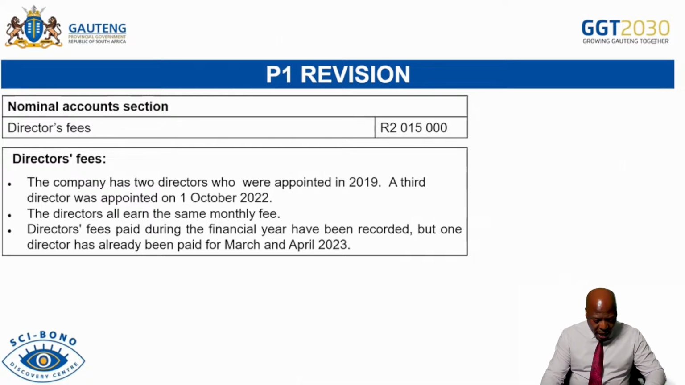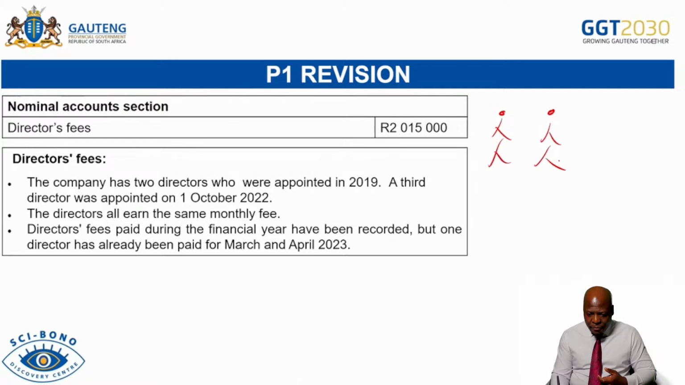What I have been doing in these classes is to bring my directors to class as well. The company has two directors. So we know here's the first director, here's the second director that were appointed in 2019. This simply means they've been there from the past because we are in 2023. Once you see the examiner giving you a date in the past, they're simply saying these guys have been there in the past.